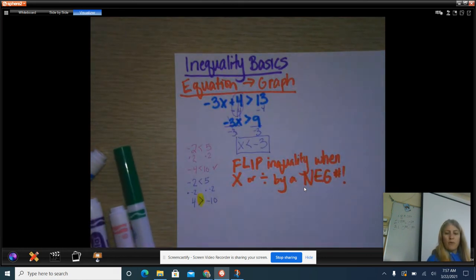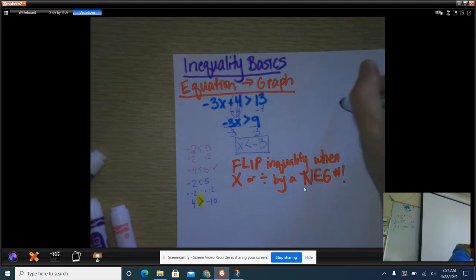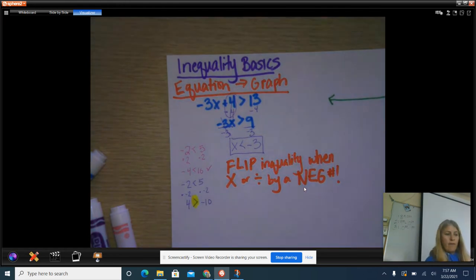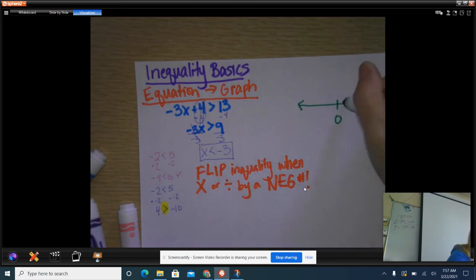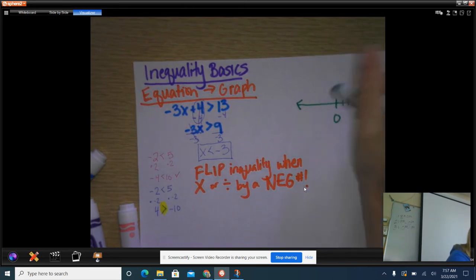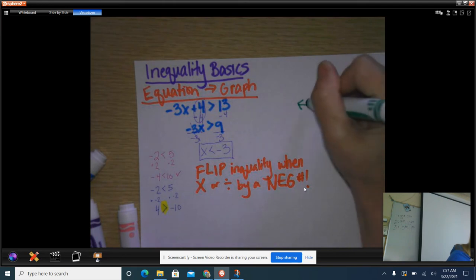So once again, we're going to graph this. Let's go ahead and do a number line, which is what we're going to do whenever we have one of these that is just one variable. When we have x's and y's, we won't be graphing it on a number line. We'll be graphing it on a coordinate grid. So 1, 2, 3, 4, 5. 1, 2, 3, 4, negative 5.